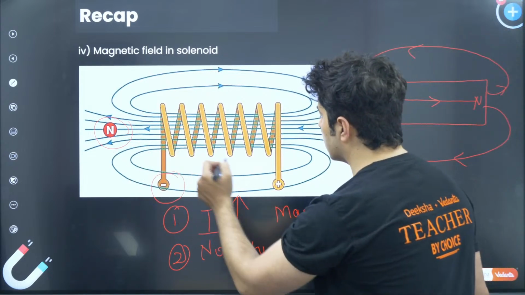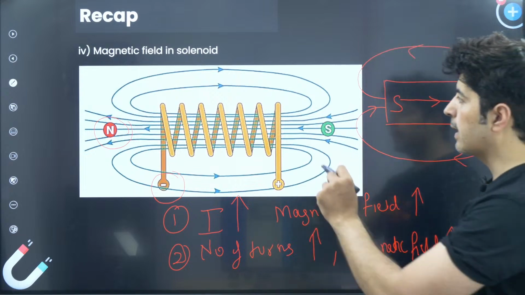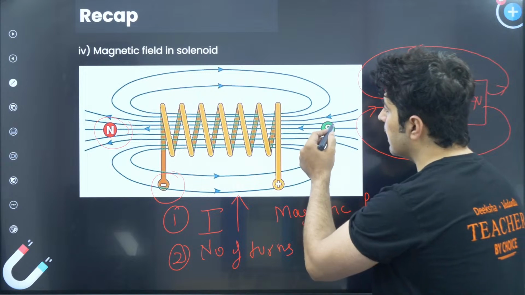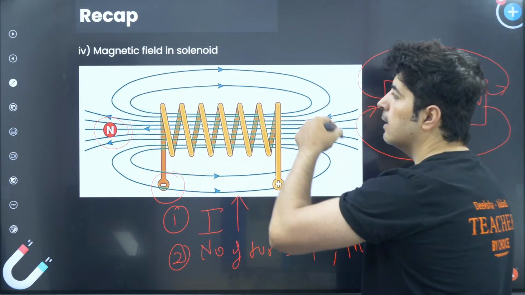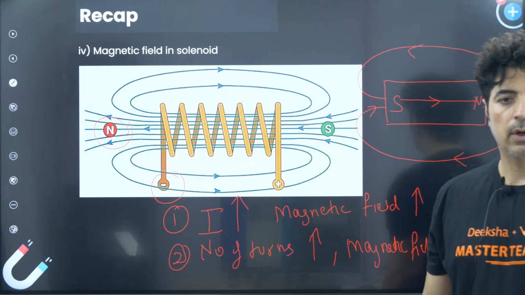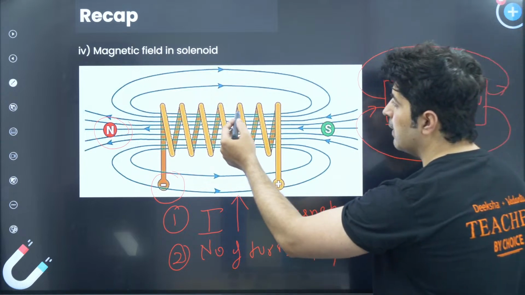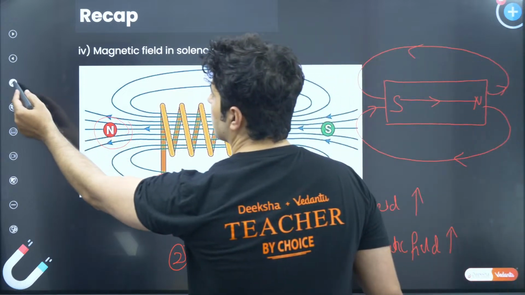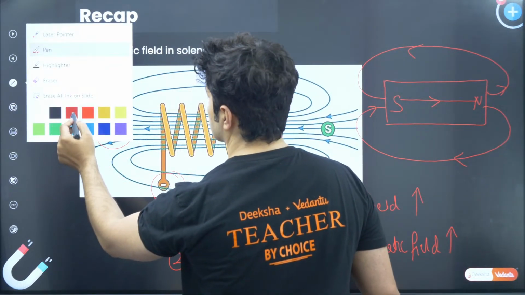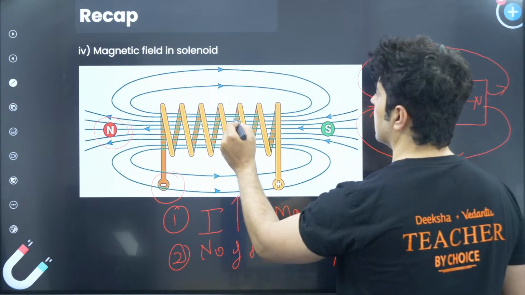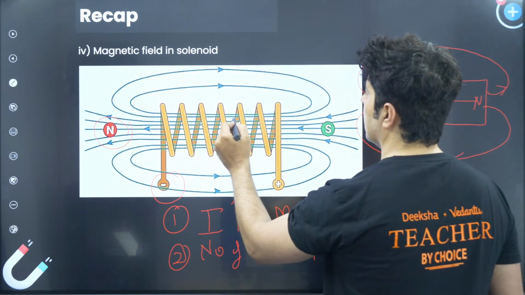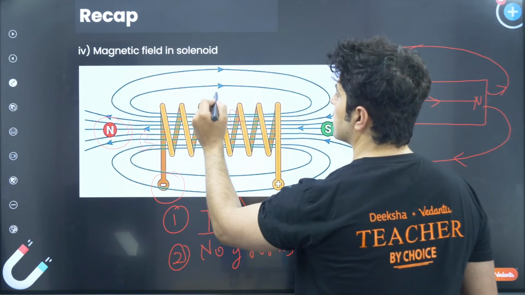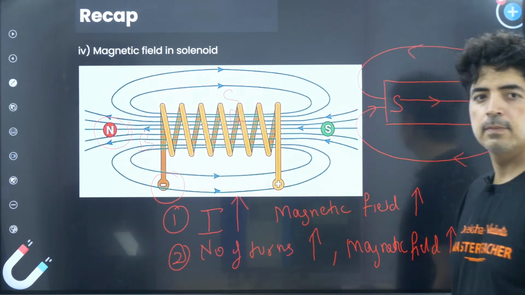First one, negative north, positive south. Direction of the magnetic field: once you plot the solenoid, it must be inside south to north, outside north to south. Third, the magnetic field inside is strongest. Let me take one point inside. Let's say this point is A, this point is B, and this point is C, which is outside.